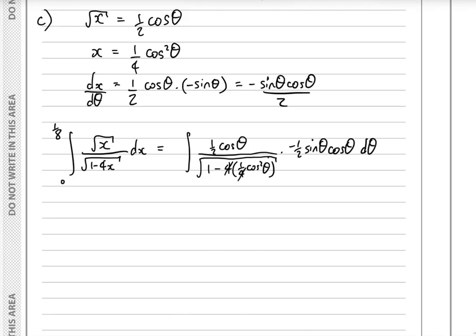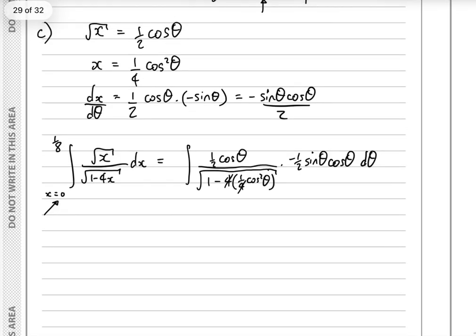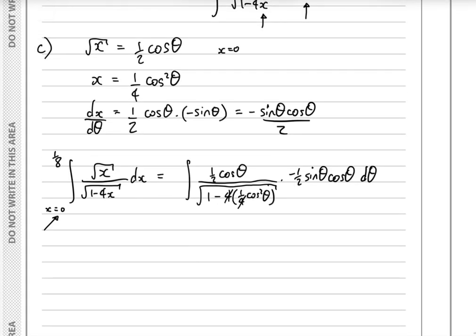Now for the limits. Down here we've got x equals 0, and we need to know theta. So putting in x equals 0, that gives us 0 equals a half cos theta, so 0 equals cos theta. So theta is equal to pi by 2. When x is equal to 1/8, the square root of that is root 2 over 4 equals a half cos theta, and that gives us theta equals pi by 4. That's not too bad. So we've got pi by 2, the bigger one on the bottom, pi by 4, the smaller one on the top.